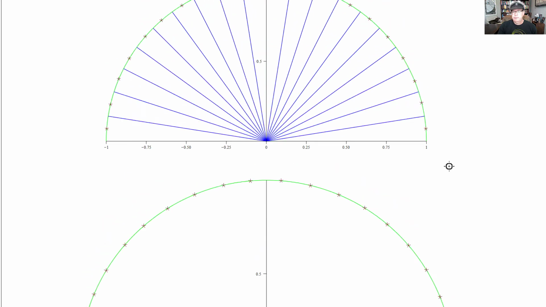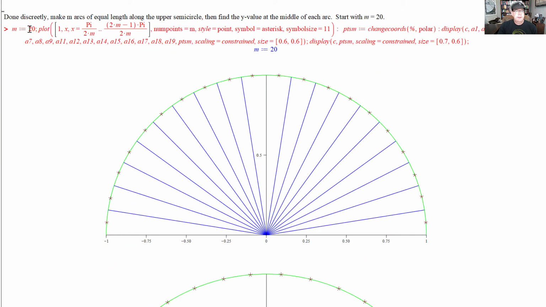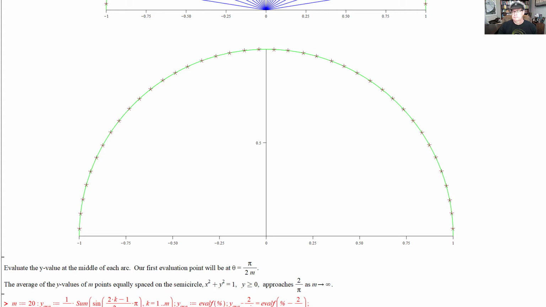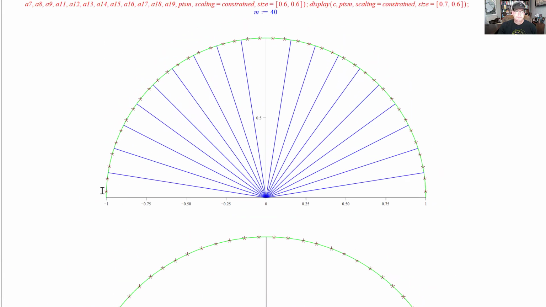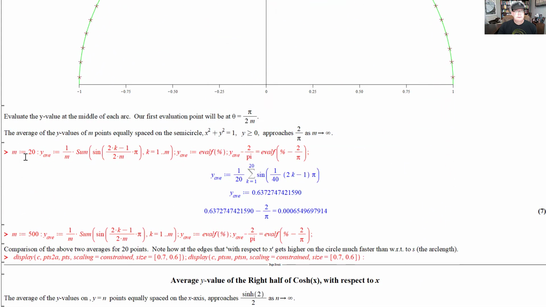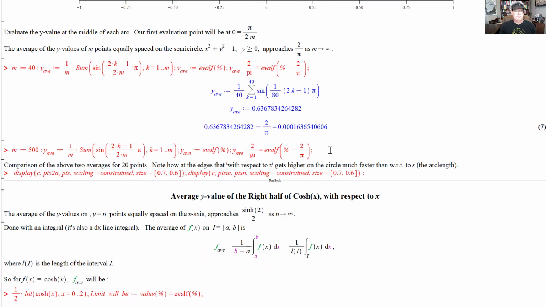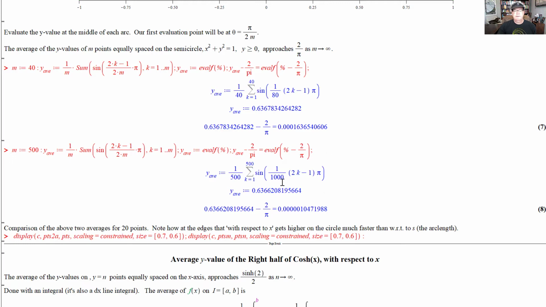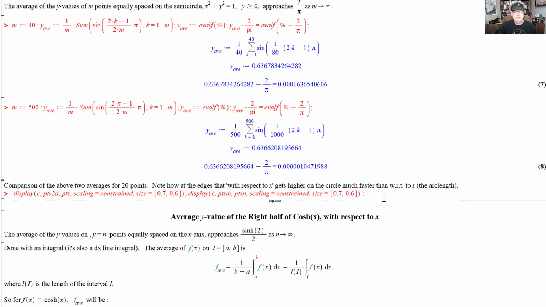And if I do more points, as I go to 40, so there's 40 points equally spaced along the curve, find that average y value of those 40 points, and we're going to converge to 2 over pi. So that's a different result. Again, more points means we get closer to the true average.